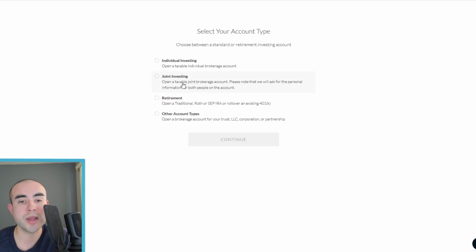You can also open up a retirement account. That's a cool thing unique to M1 Finance that other major apps like Robinhood don't currently have. You can open up a traditional or Roth IRA or roll over an existing 401k if you wish. So you really have a lot of flexibility here in different account types you could open on the M1 Finance app. Now, I personally opened up an individual investing account. This is the basic investing account. It's a non-retirement account, but that means you have access to withdrawing your funds before retirement age if you ever need them.